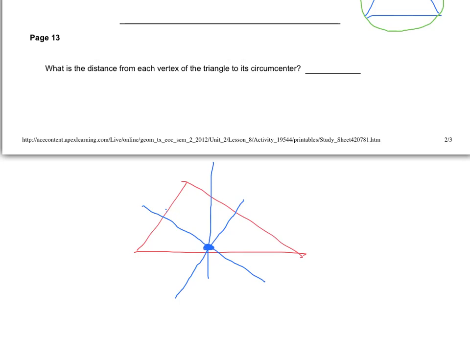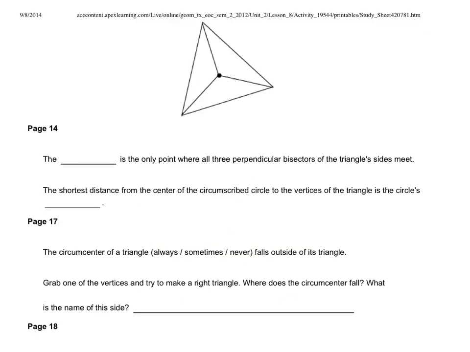So when I circumscribed my circle, it's going to touch all the sides, and it's going to look more like this. And this would be approximately the center. Now we pretend because my drawings are terrible, but it kind of gives you an idea of what it should look like. So the circumcenter is the only point where all three perpendicular bisectors meet, and the shortest distance from the center of the circumscribed circle to the vertices of the triangle is the circle's radius.